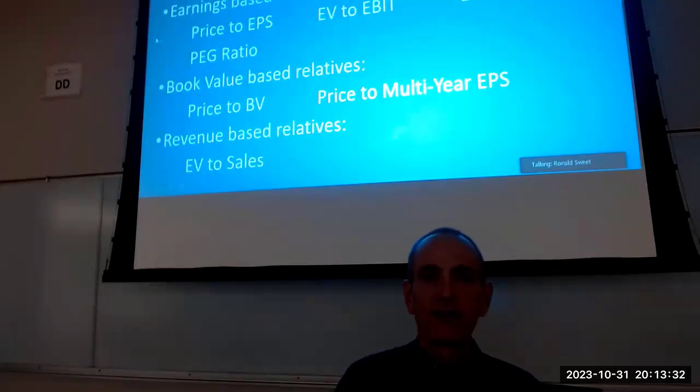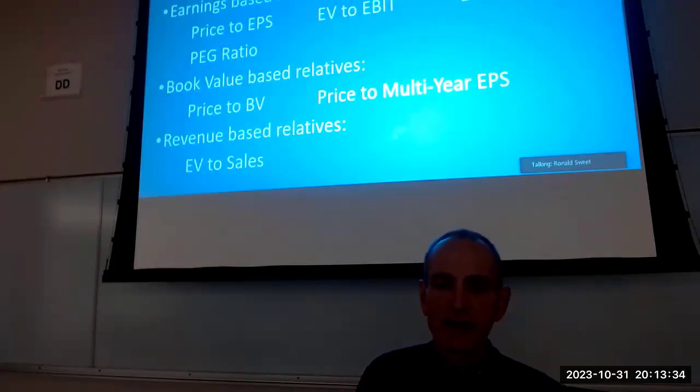So here are the three categories: earnings base, book value base, and revenue base.